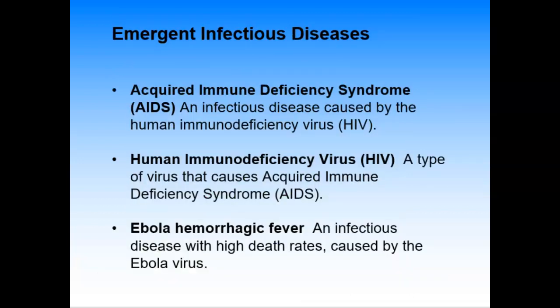So talking about AIDS, AIDS is caused by the virus HIV, which affects your immune system. So generally speaking, HIV doesn't really kill people. It's the illnesses that your immune system is no longer able to fight that is going to ultimately kill the patient.